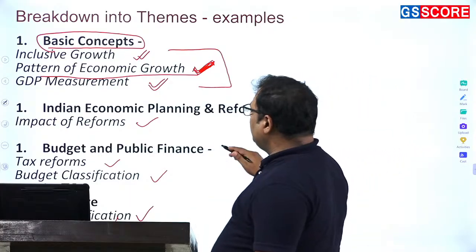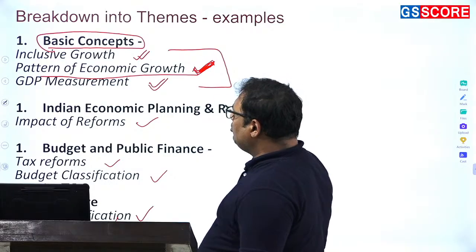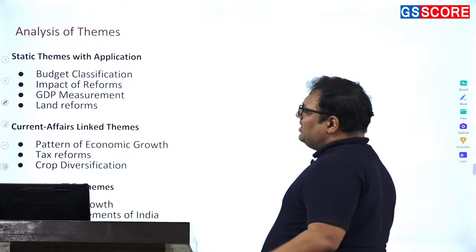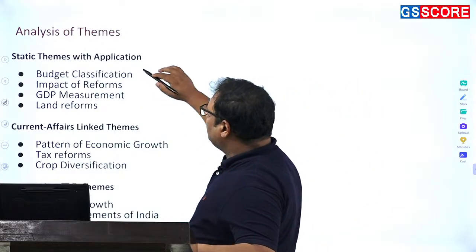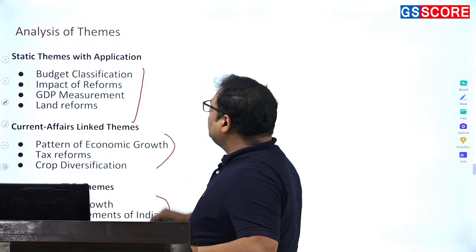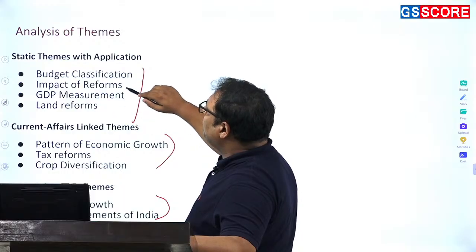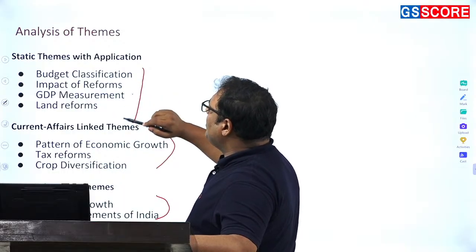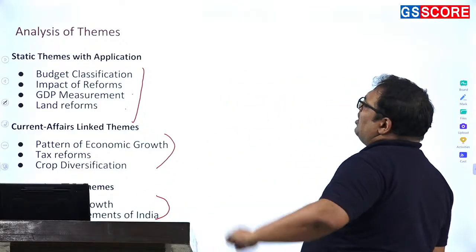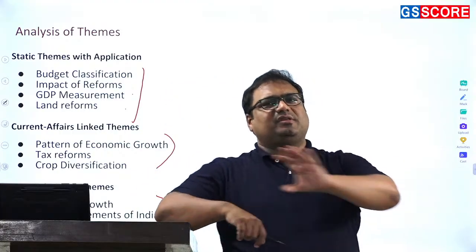Let's move ahead here. So I've given you which themes we are going to look into. So if we look at these themes, I told you we have picked about 8-9 topics, or 8 topics I will discuss. Out of them, one is budget classification, then impact of reforms, GDP measurement, land reforms. These are examples of certain static themes. Budget classification never changes. Budget classification remains the same.